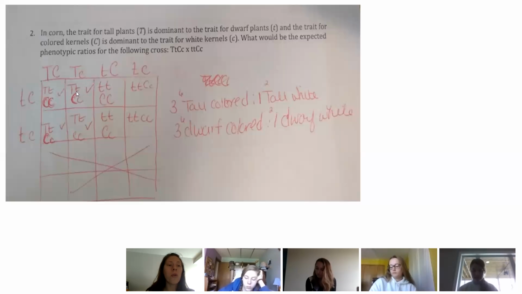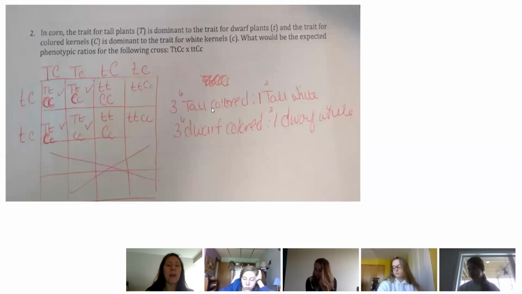So I've got to go through and count how many of those are going to look like that. So I've got one here, I've got one here, and I've got one down here. So that gives me 3 that are tall and colored. The reason why I've got a little 6 up here is because technically, if you would have filled in the whole box, there would be 3 more down here. So you could either have 3 out of 8, or you could have 6 out of 16.